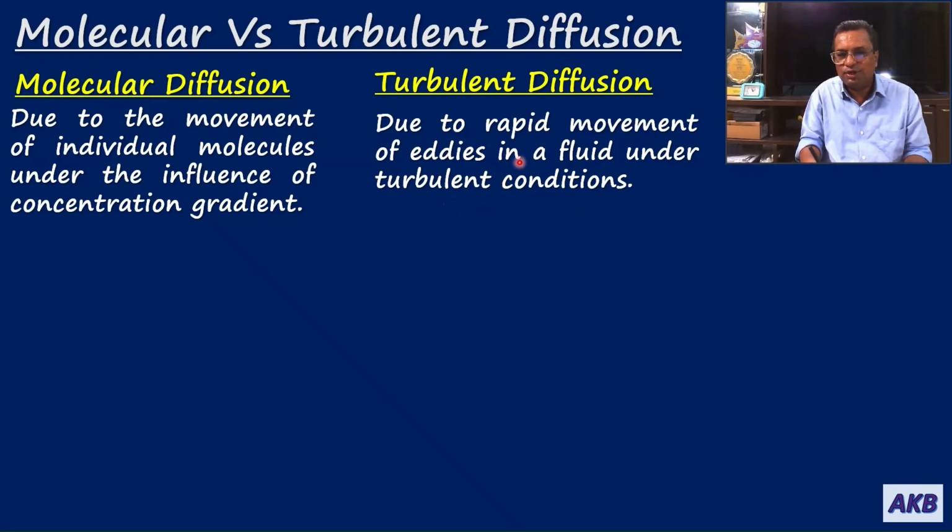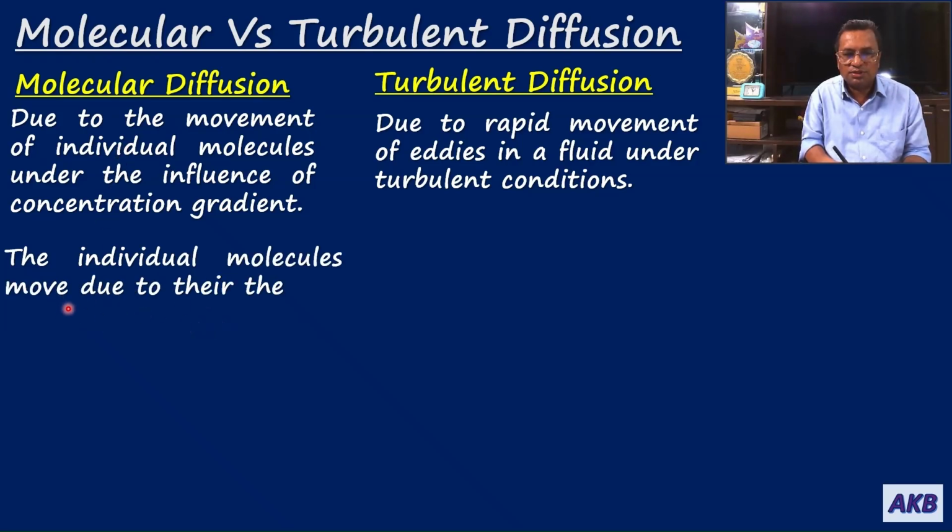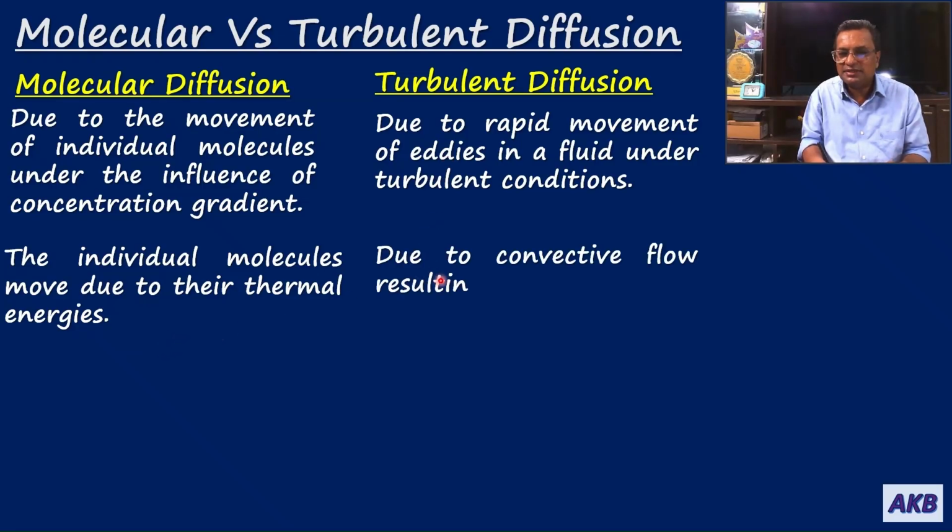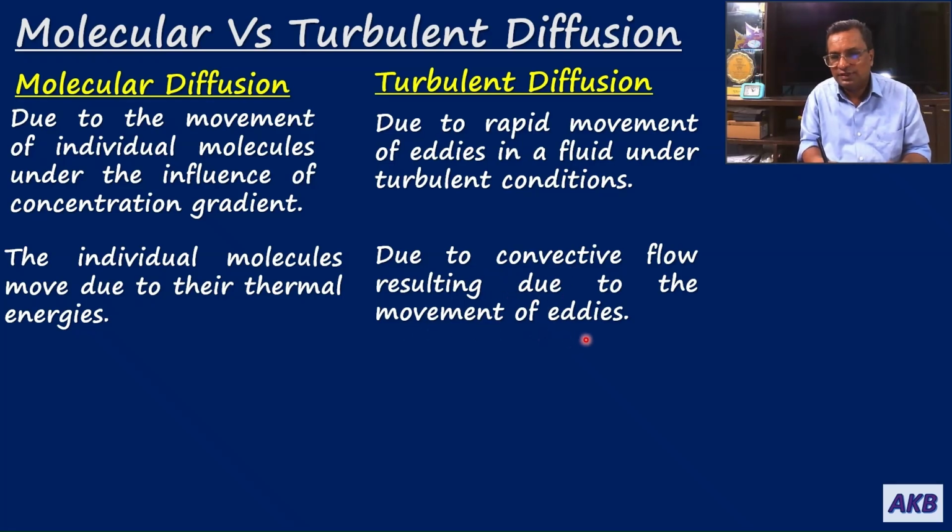So turbulent diffusion is due to rapid movement of eddies, and molecular diffusion is due to movement of individual molecules due to their thermal energies under the influence of concentration gradient. In molecular diffusion, the individual molecules move due to their thermal energies, whereas in turbulent diffusion, the eddies are moving due to convective flow. And why does convective flow come into the picture? Convective flow results due to the movement of eddies. So here the movement of eddies results in a convective flow, which brings about the transfer.